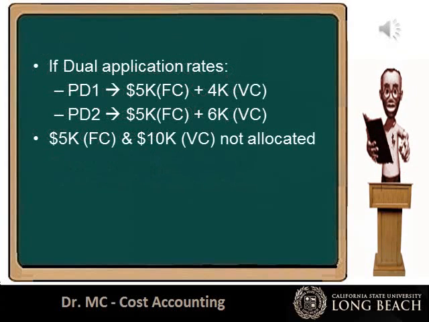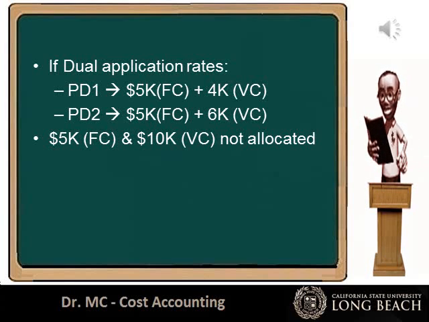If the firm uses dual application rates to allocate the cost of operating the copy department to its two production departments, then it would allocate the copy department costs as follows. The firm will allocate the budgeted fixed costs equally between the two production departments, so that each production department will be allocated $5,000 of copy department fixed costs. The budgeted variable costs will be allocated using the actual number of copies. Therefore, each production department will be allocated 1 cent per copy for each copy that it actually makes.